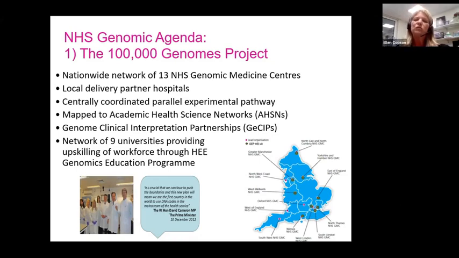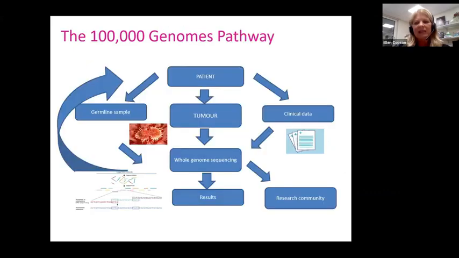The whole idea was that it would be paralleled by research developments and university education in genomics as well. And the theoretical pathway that patients went into this was on paper quite simple. Essentially, you had your cancer patient who was going to either have a biopsy or surgical removal of their tumour. We would extract DNA from that and from a germline blood sample. That DNA would then be sent to a big warehouse outside Milton Keynes, where whole genome sequencing of both the tumour and the germline blood sample would be performed.